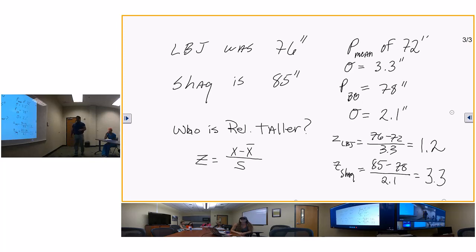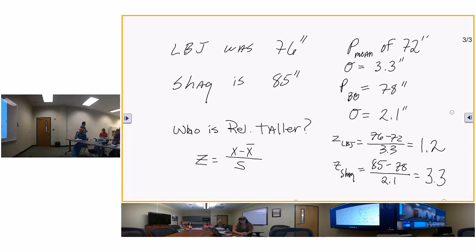So which one is relatively taller? Well, the correct answer is LBJ, but since I made it up because I couldn't find the question, I got the numbers wrong. But in other words, LBJ comes out to be like 1.6, and Shaq comes out to be 1.5. The further you are from 0, the more ER you are. That's the way I tell students. Shorter, taller, whatever the question's asking.